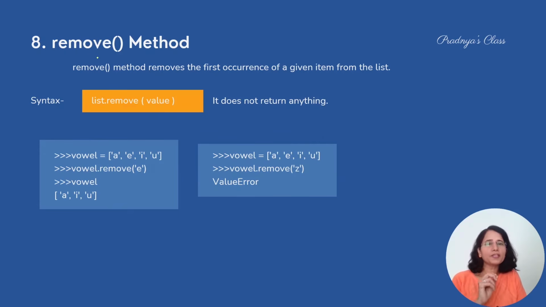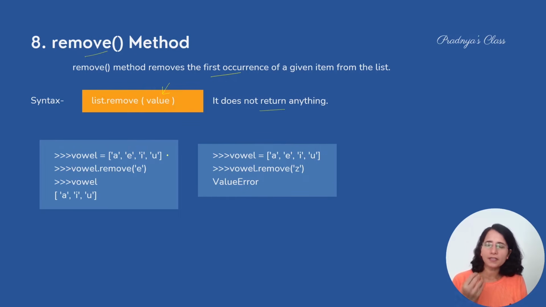There is one more method to remove the item from the list is remove method. It removes the first occurrence of the given item from the list. In remove method we have to write the value or item which we want to remove. It does not return anything.